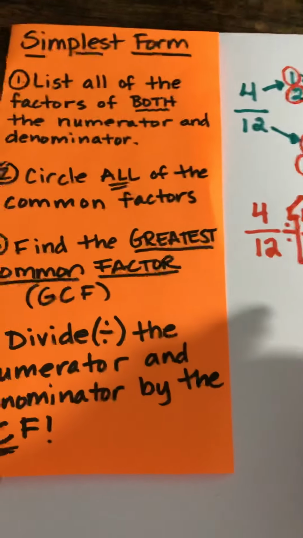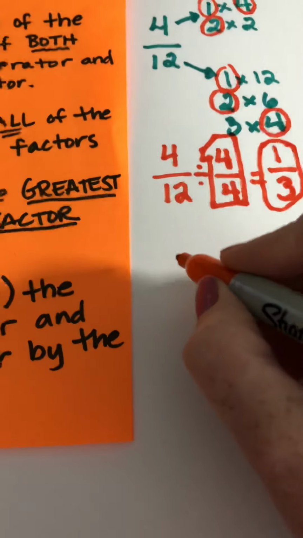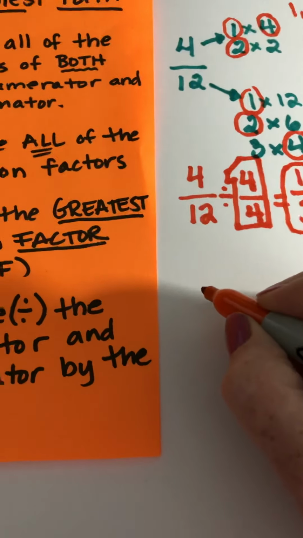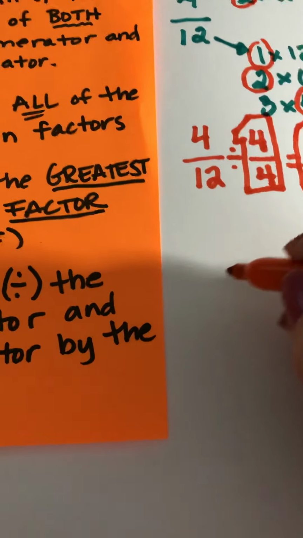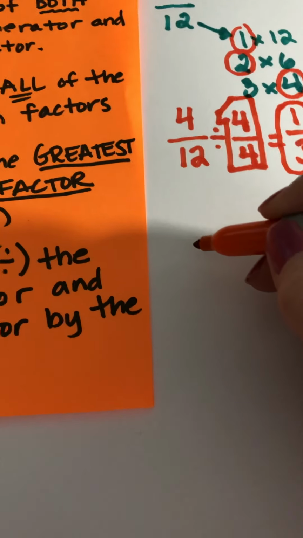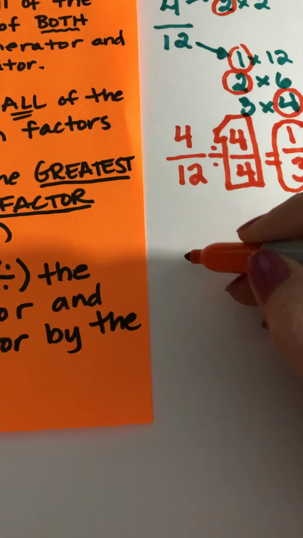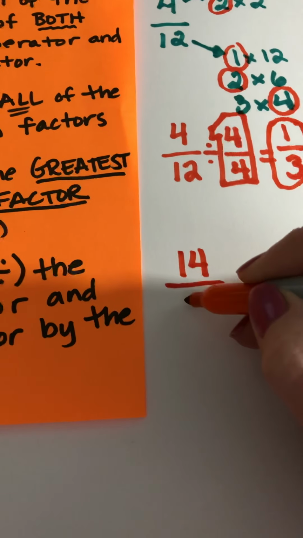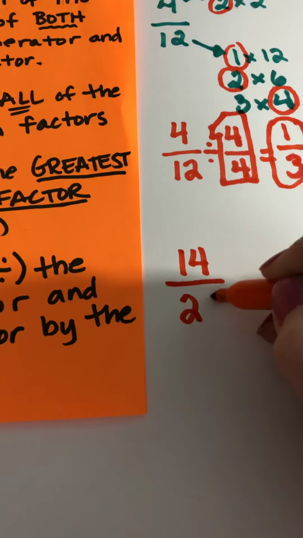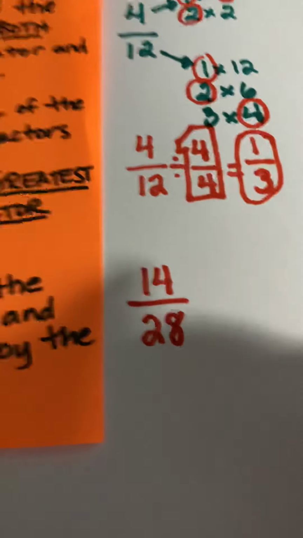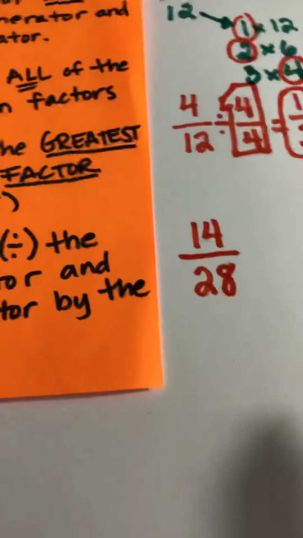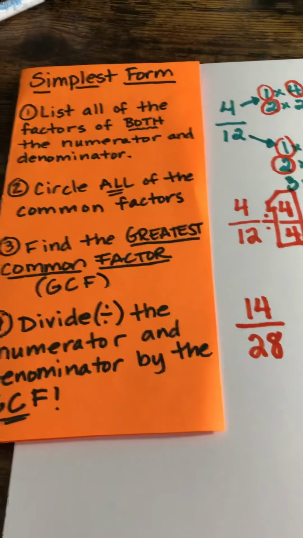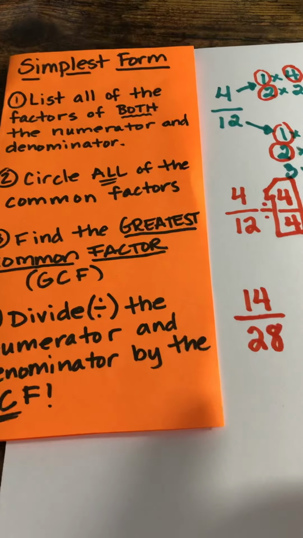Okay, and we'll follow our steps one more time, okay? Here we go. This time I'm going to do one a little bit harder. Let's do 14/28. Okay? And some of you right now I think are thinking, oh, I've already got it. I know what they share. Okay? So here we go.